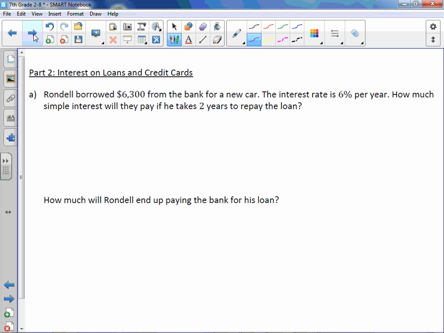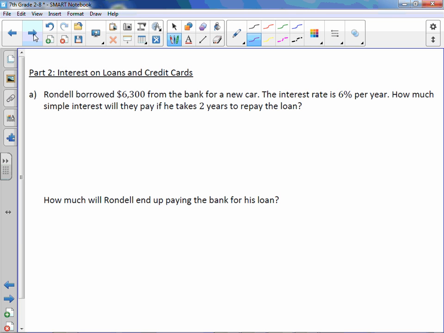Now, the bank's not just going to give us money. We have to pay them back. But what they do is not only do we pay them back what we borrowed, we also have to pay interest on what we borrowed. So they make some money off of us. So the faster you pay things off, the better.